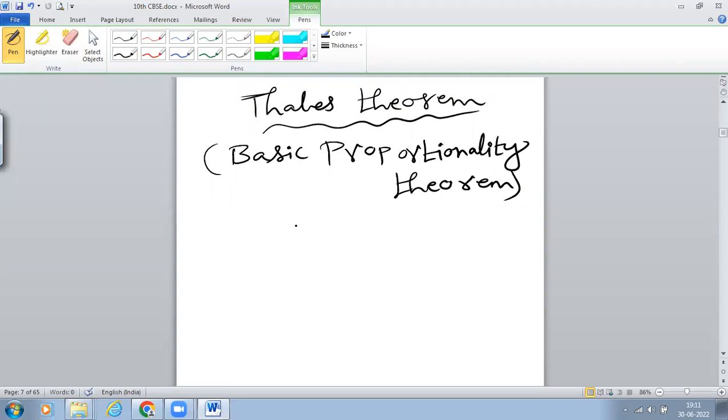Now listen carefully. Whenever you are going to prove any theorem, not only this Thales theorem, we have a converse of the basic proportionality theorem. That is also there. And one more theorem is there, the angle bisector theorem. I don't know whether it is there in your textbook. This theorem is very important.